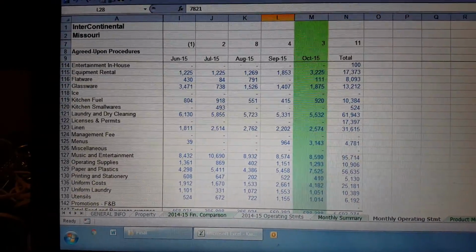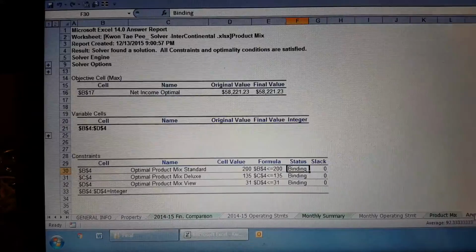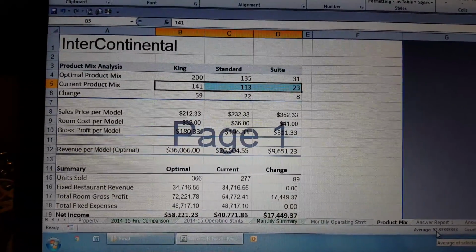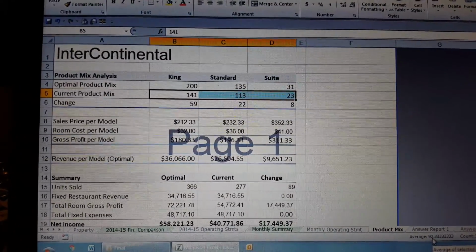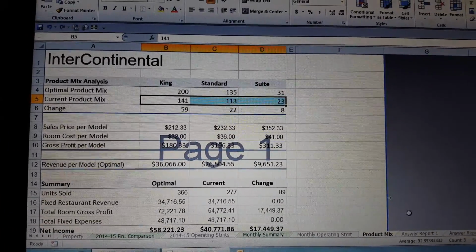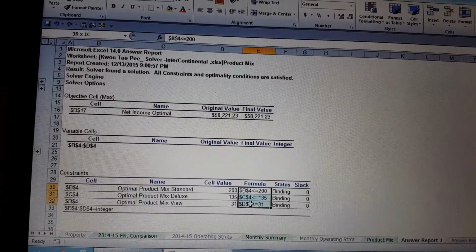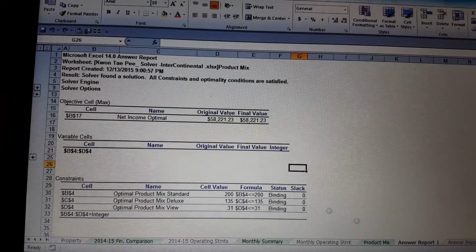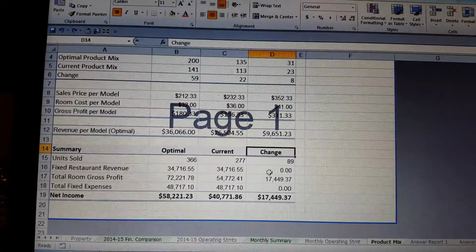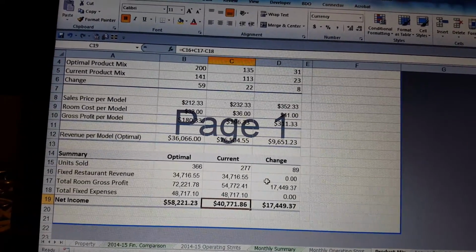And finally, in the product mix tab and the corresponding answer reports, I demonstrated the optimal net income attainable by the hotel with the 3 types of hotel rooms. And in the answer report tab, you could see my constraints, making sure that they're optimized so that I can get the best net income here.